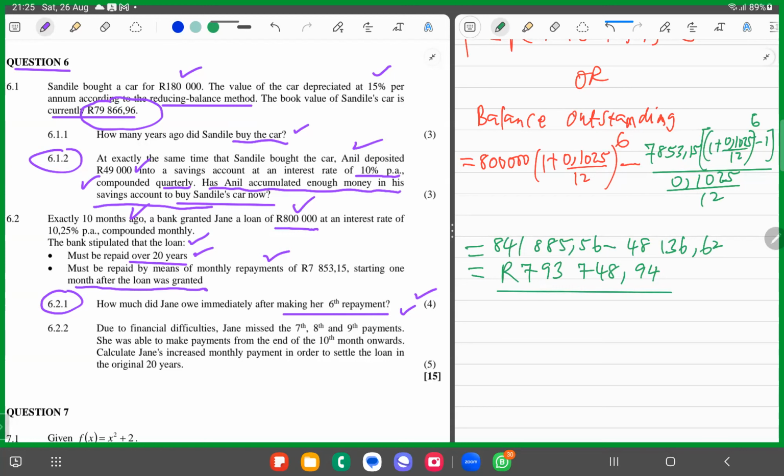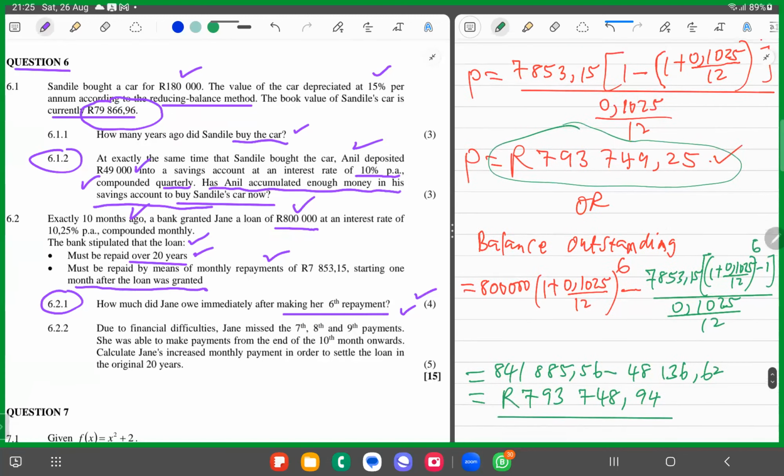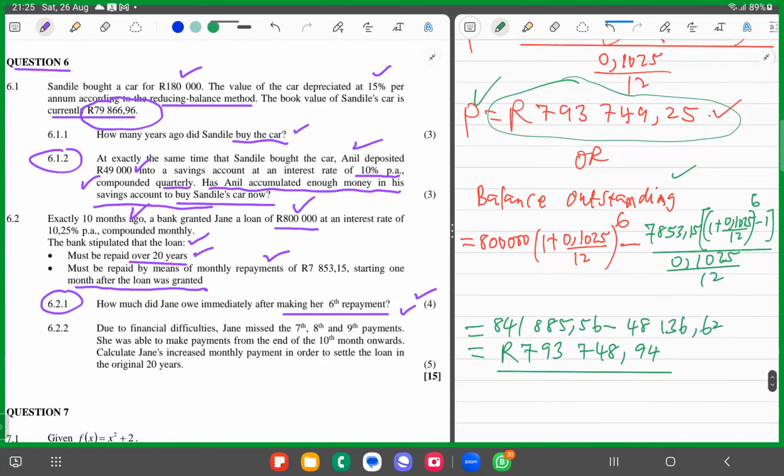So in other words, we got something similar to this. Using the previous method, the present value, we got 793 and we also got 793 here, differing by a little bit of cents, but these are the two methods we use to do the calculations. So to find the balance, we either use the present value formula or we use the balance outstanding formula, which uses the future value formula, where we have the 800,000, etc. Okay, now let's continue and look at the next one.